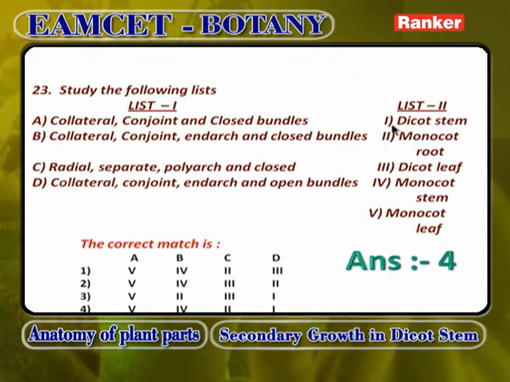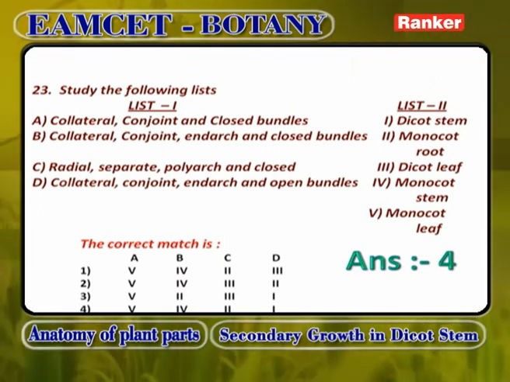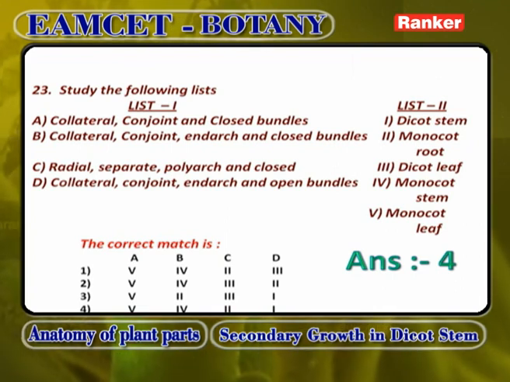So, collateral conjoint closed vascular bundles in leaf; collateral conjoint endarch closed vascular bundles in monocot stem; radial separate polyarch closed vascular bundles in monocot root; collateral conjoint endarch and open vascular bundles in dicot stem. So A5, B4, C2, D1. Answer 4 for this 23rd question.